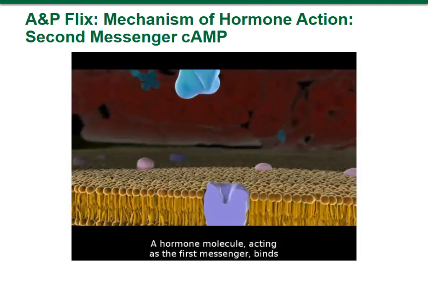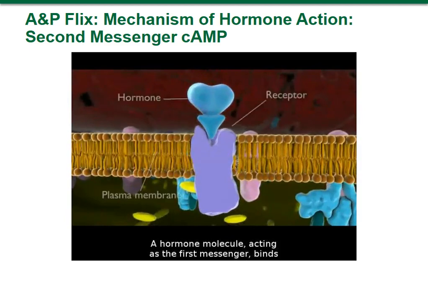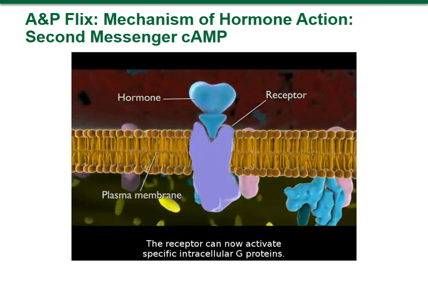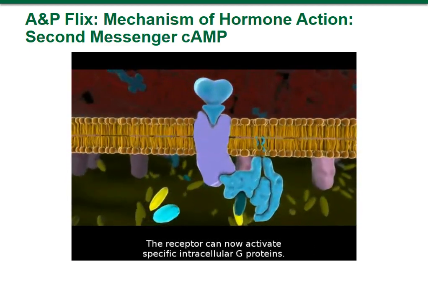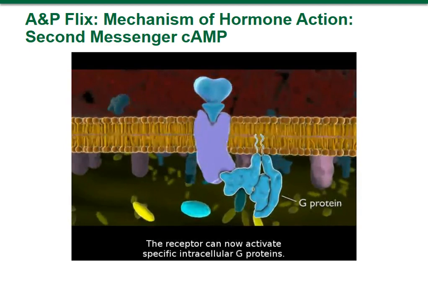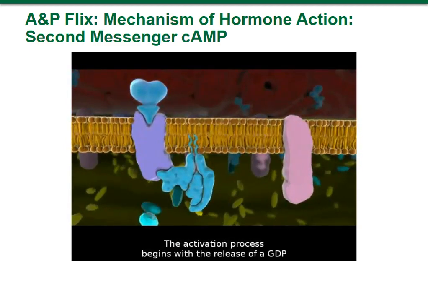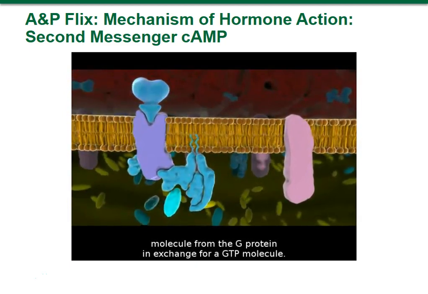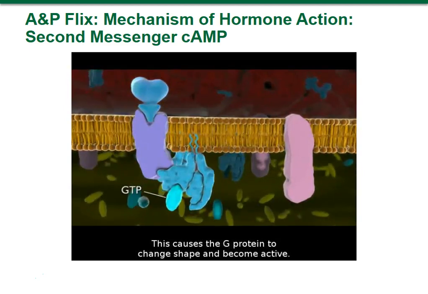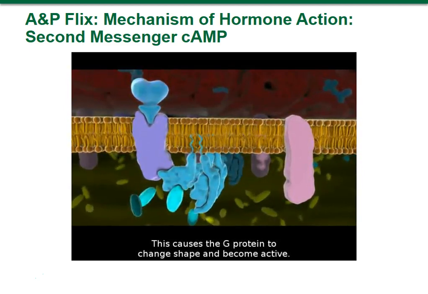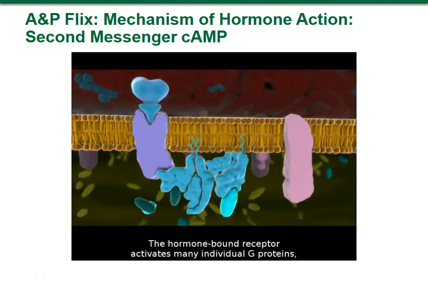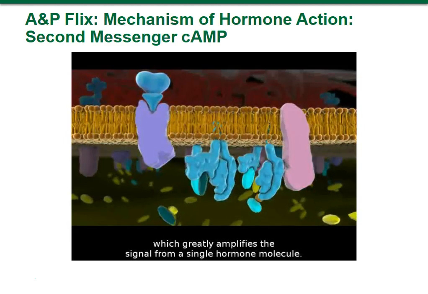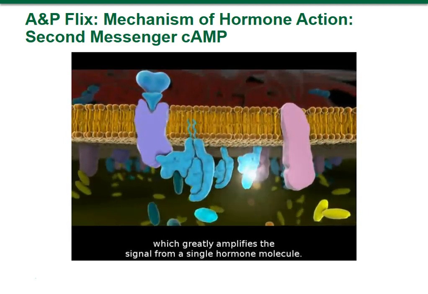A hormone molecule, acting as the first messenger, binds to its receptor, causing the receptor to change shape. The receptor can now activate specific intracellular G proteins. The activation process begins with the release of a GDP molecule from the G protein in exchange for a GTP molecule. This causes the G protein to change shape and become active. The hormone-bound receptor activates many individual G proteins, which greatly amplifies the signal from a single hormone molecule.